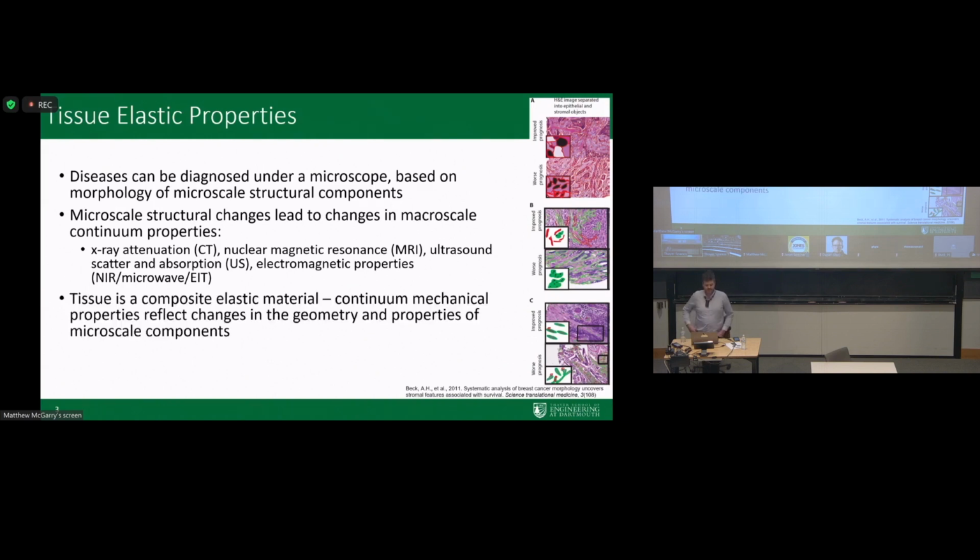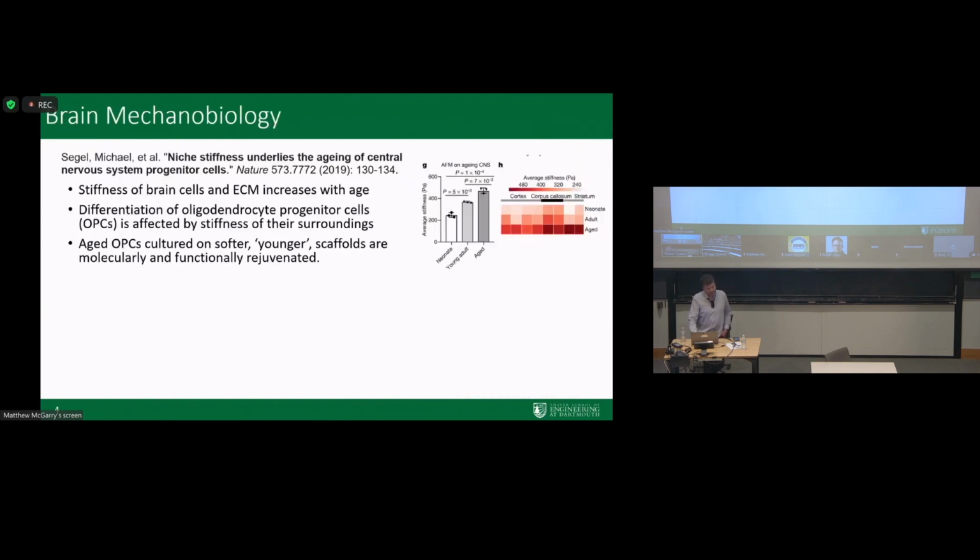If you think of tissue as a composite elastic material, kind of like a fiberglass, the continuum properties are reflected as changes in the relative geometry and proportions of each of the macroscale components. So in elastography, we're looking at imaging the mechanical properties of tissue, hoping that gives us some sort of a window into the microstructural changes that are occurring in a disease.